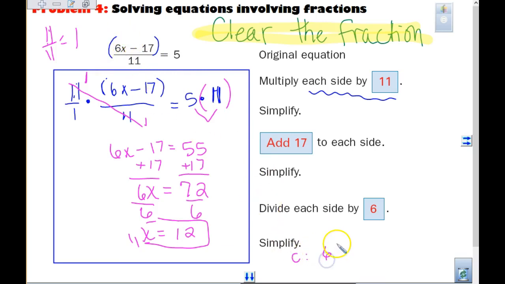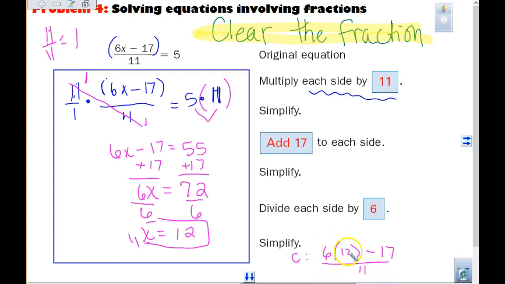So tell me what to write down. 6 what? Should I put in x from this original problem? What is x equal to? 12. So we're going to put 6 times 12. Write it down. What else should I write that was in the original problem? Minus 17. And all of that was divided by 11.